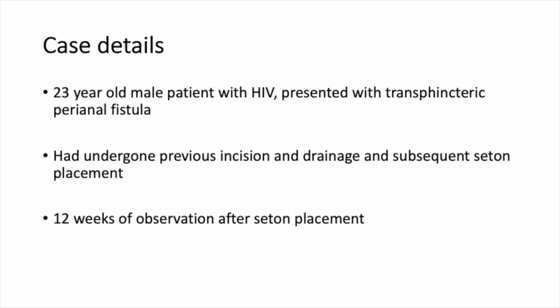This is a case of a 23-year-old male patient with HIV who presented with a transsphincteric perianal fistula. Of note, his HIV was well controlled with an undetectable viral load and a CD4 count of 600. He had undergone previous incision and drainage for a perianal abscess and subsequent seton placement, and following this was observed for 12 weeks in order to allow the fistula to cool down.